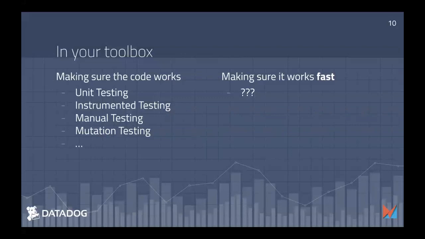You have unit testing, instrumented testing, manual testing, mutation testing, and all kinds of testing to know that, yes, the code does exactly what I want it to do. But what do you have in your toolbox to make sure that it works fast? This is exactly the topic of our talk.